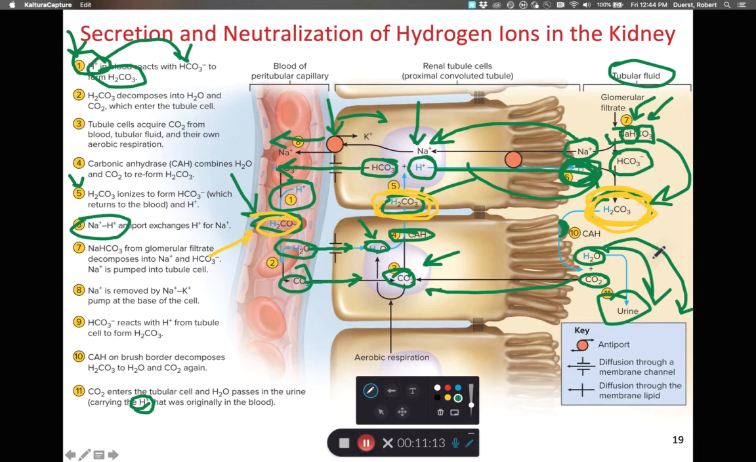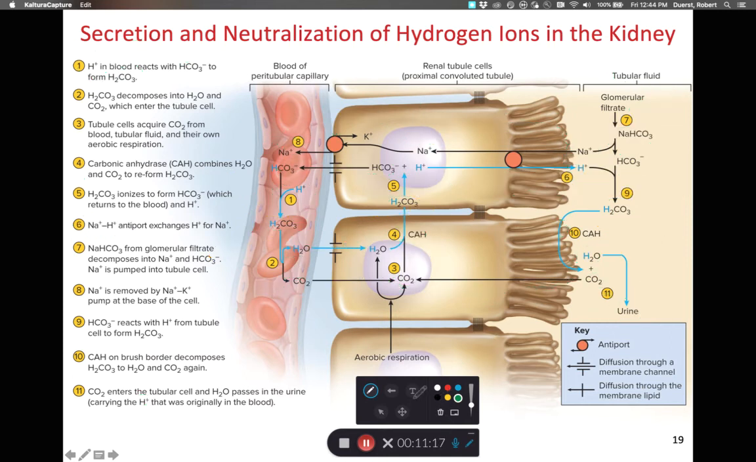Ooh, this was a big slide. This was beefy. Let's move on to our next slide.